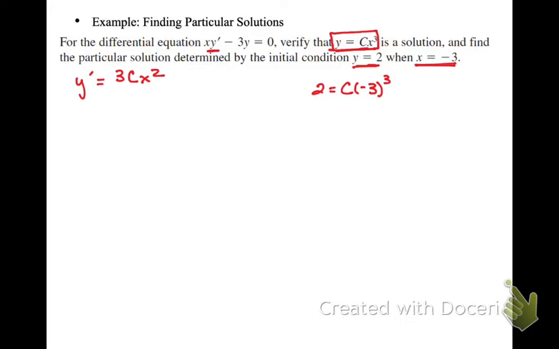So what's negative 3 cubed? Negative 27. And I would divide that over, wouldn't I? So I have 2 equals negative 27c. So c equals negative 27 over 2.